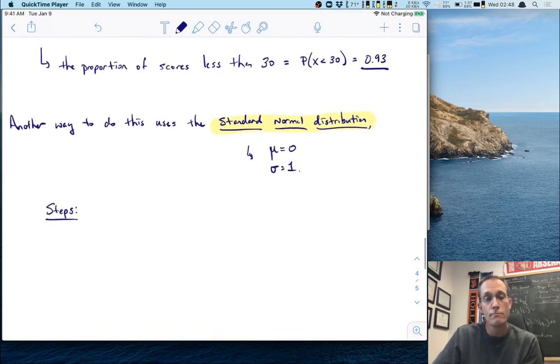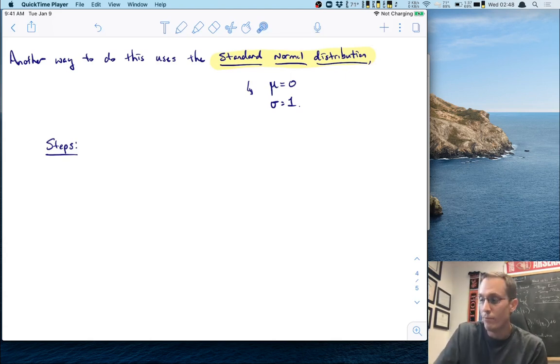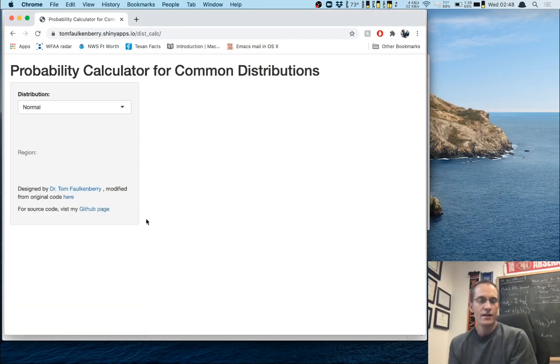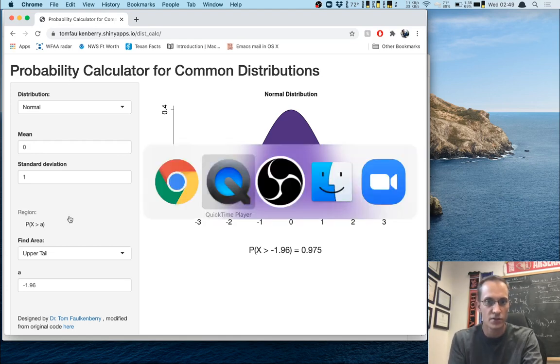I do want to show you one more way to do this exact same thing, and that is to use the standard normal distribution. So what is that? Well, a standard normal distribution is actually the one that the web app gives you by default. In other words, it's a normal distribution where mu and sigma, the mean and standard deviation, are set to 0 and 1, respectively. So let me go back to the web app. I'm just going to reload it so that I get the defaults. And you'll notice that by default, the mean is 0 and the standard deviation is 1. So the default on this calculator is the standard normal distribution.